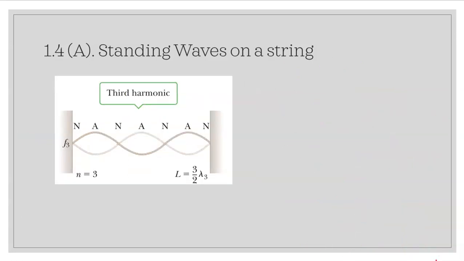Now for the third harmonic, also known as the second overtone. The first harmonic is known as the fundamental frequency, the second harmonic as the first overtone, and the third harmonic as the second overtone. In a similar way, we insert one more node and antinode. For the third harmonic there are three loops, 1, 2, 3. It produces node, antinode, node, antinode, node, antinode, and the last one is a node, closing the end.